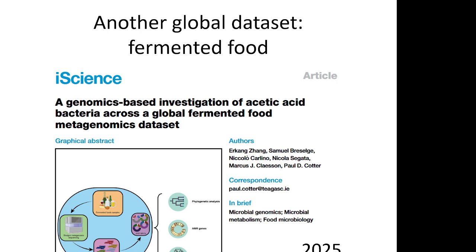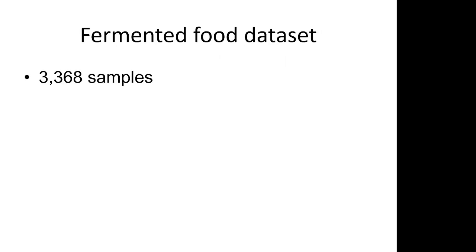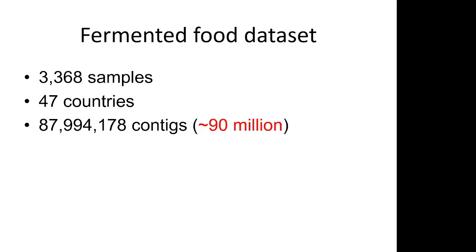And I happen to know Nicola Segata, and when I saw this publication, I wrote to him and I said, hey, can I have access to this data set? Because it's a shotgun data set, right? And he said, fine, no problem. And so the data set, I'm going to describe it to you. More than 3,000 samples, 47 countries, a number of contexts not unlike the one for MetaSUB. If you remember, MetaSUB had 80 million contexts, and in this case we have almost 90 million contexts.